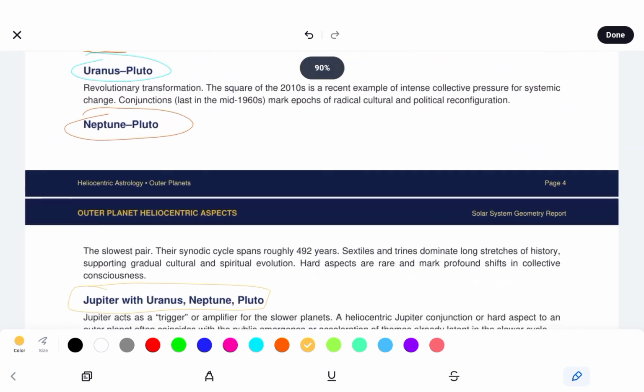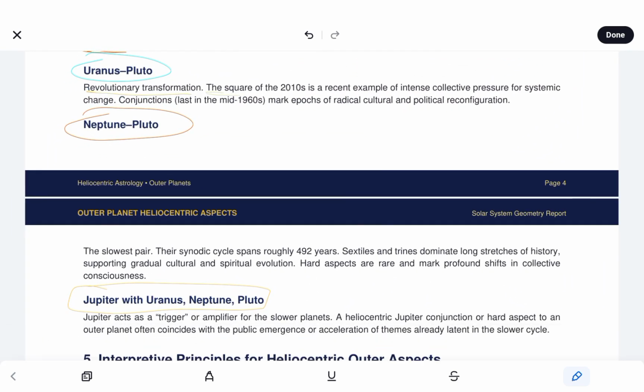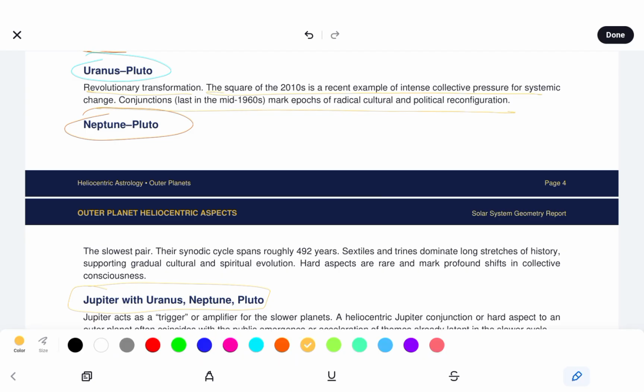Right, Uranus, Pluto is revolutionary transformation. The square of the 2010s is a recent example of intense collective pressure for systemic change. Conjunctions last in the mid-1960s marked epochs of radical cultural and political reconfiguration.